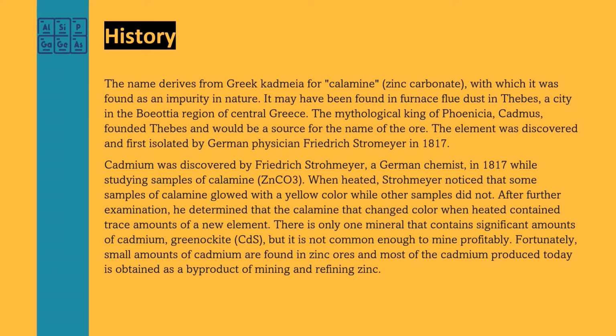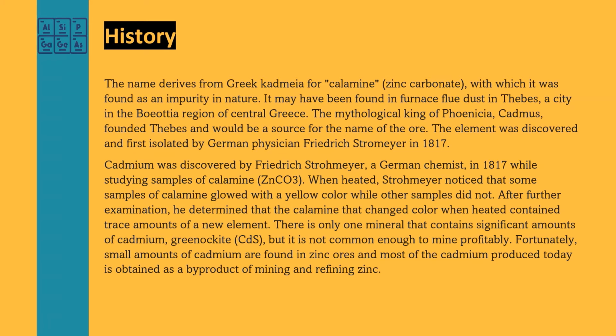The element was discovered and first isolated by German physician Friedrich Stromeyer in 1817. Cadmium was discovered by Friedrich, a German chemist, in 1817 while studying a sample of calamine, zinc carbonate. When heated, Stromeyer noticed that some samples of calamine glowed with a yellow color, while other samples didn't. After further examination, he determined that the calamine that changed color when heated contained a trace amount of a new element.